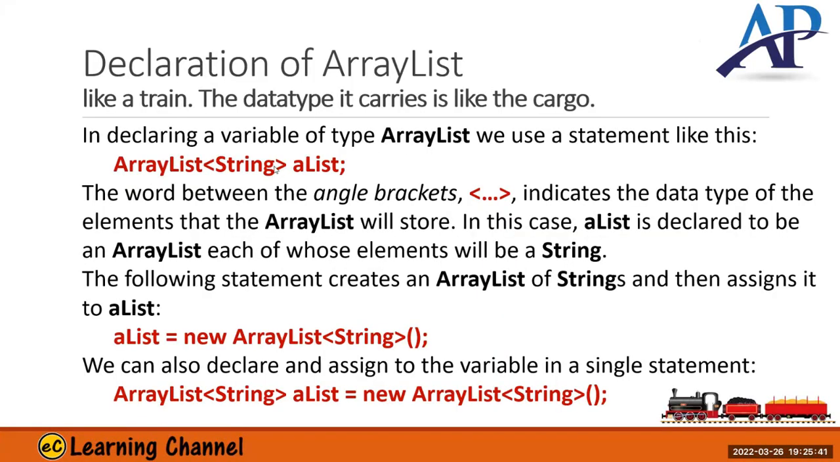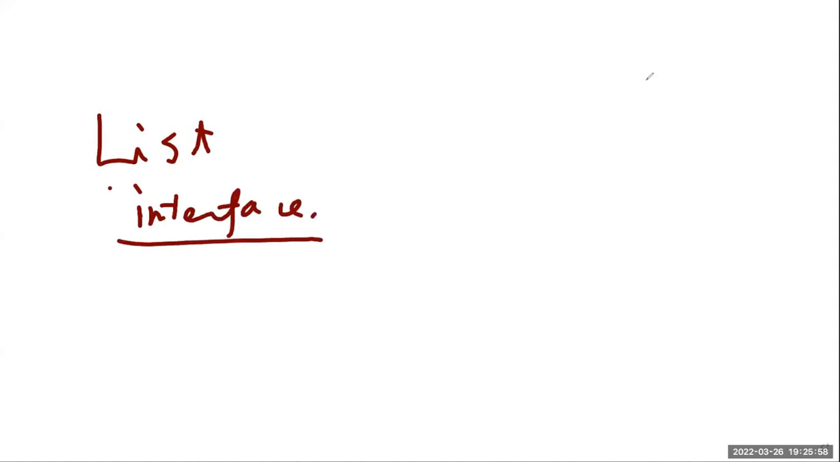So array list is a kind of list, and list by itself is an interface. Interface is not taught in AP anymore, but it's actually some kind of simplified.